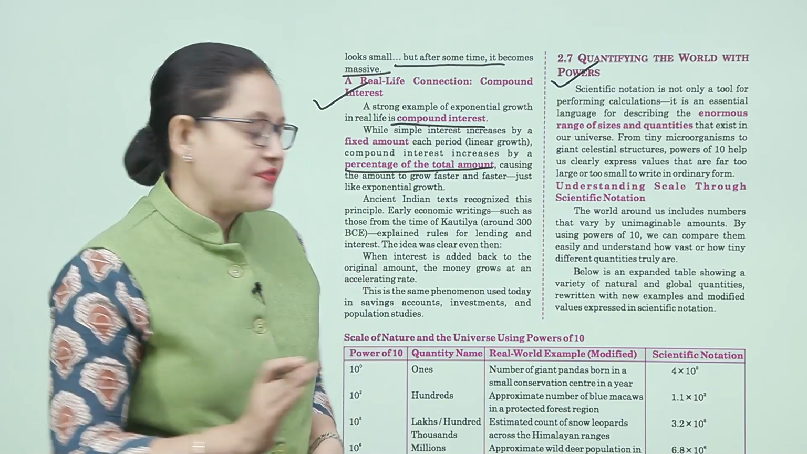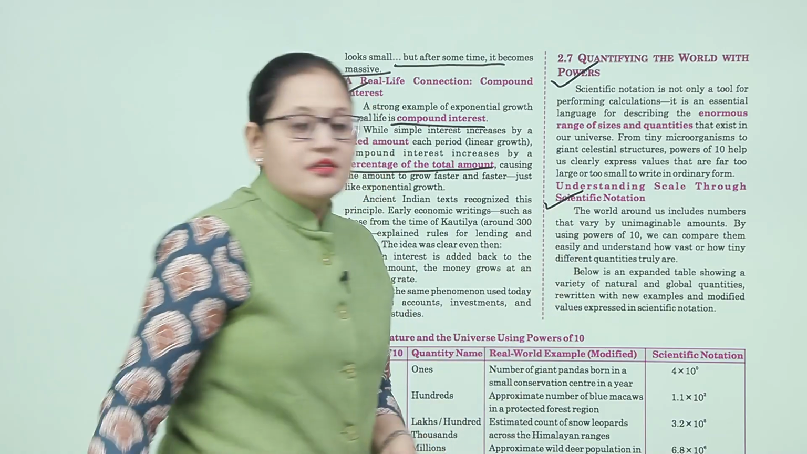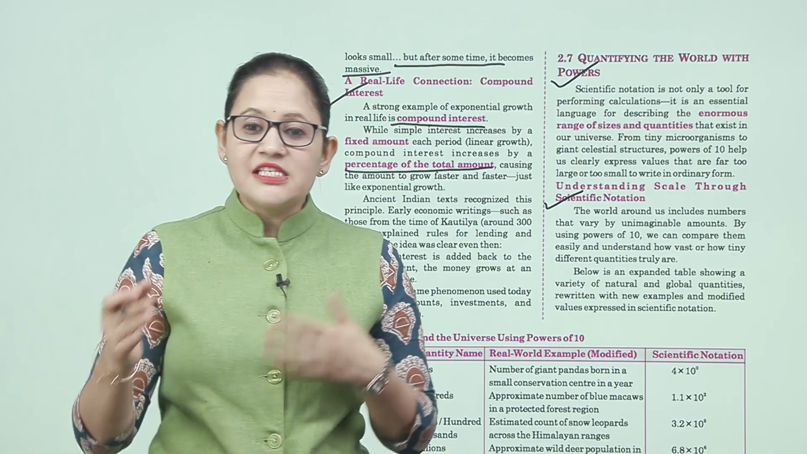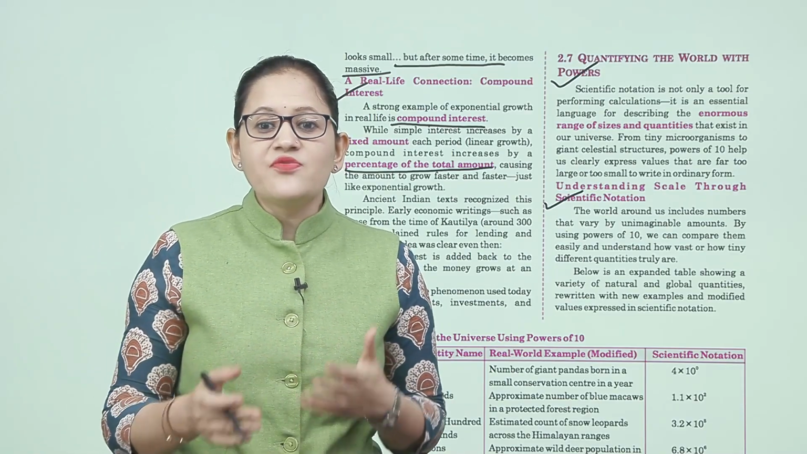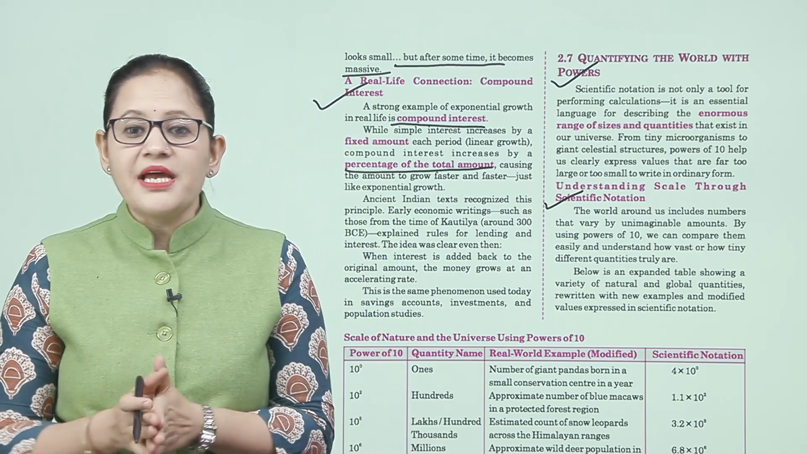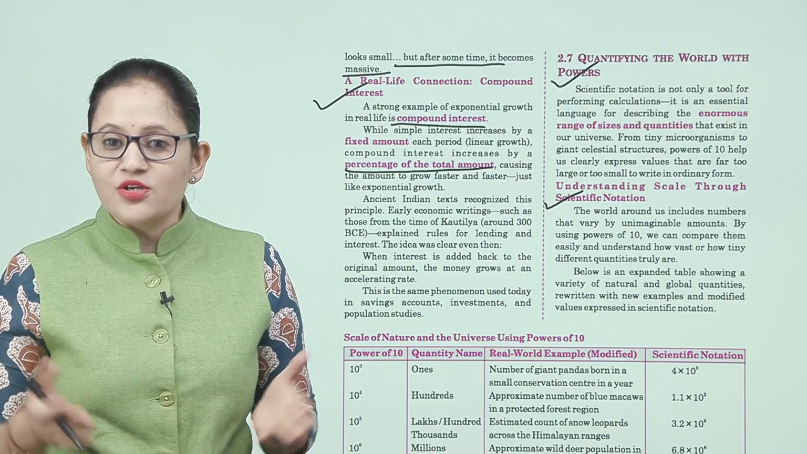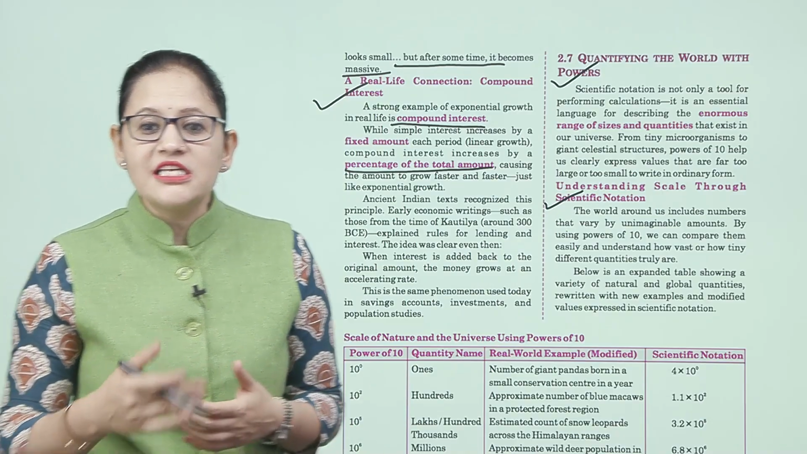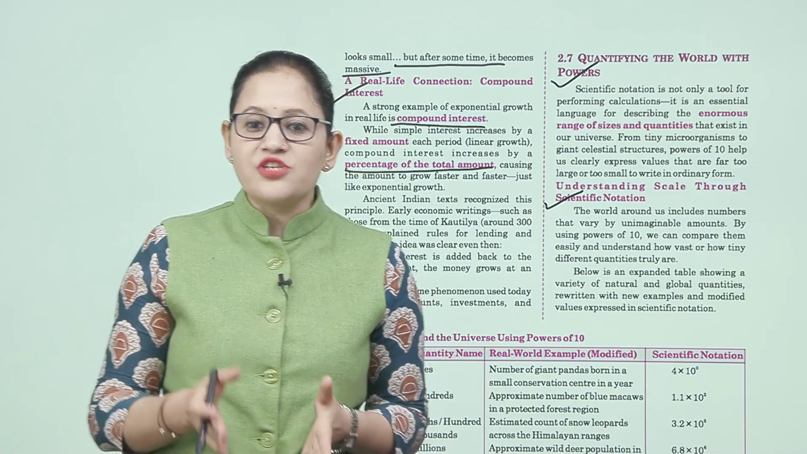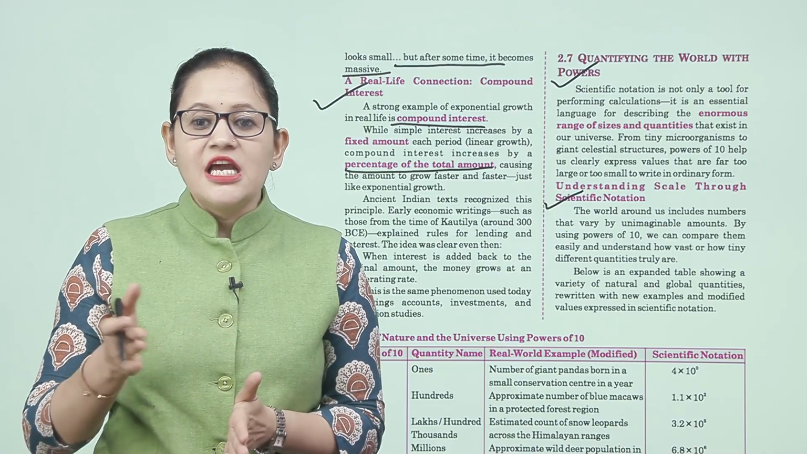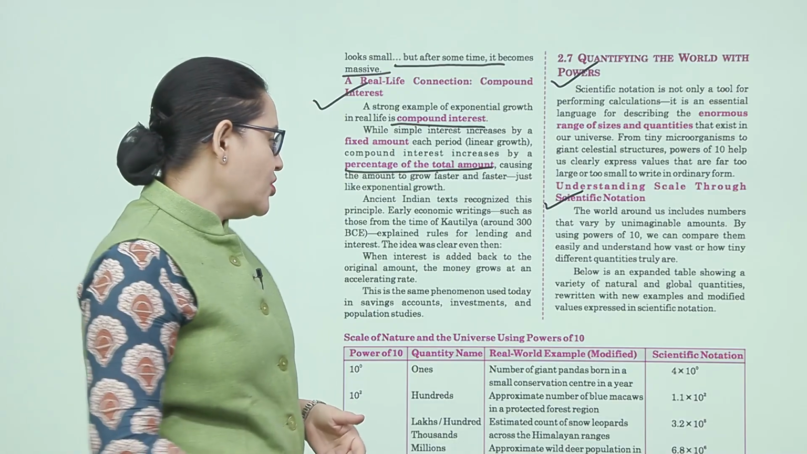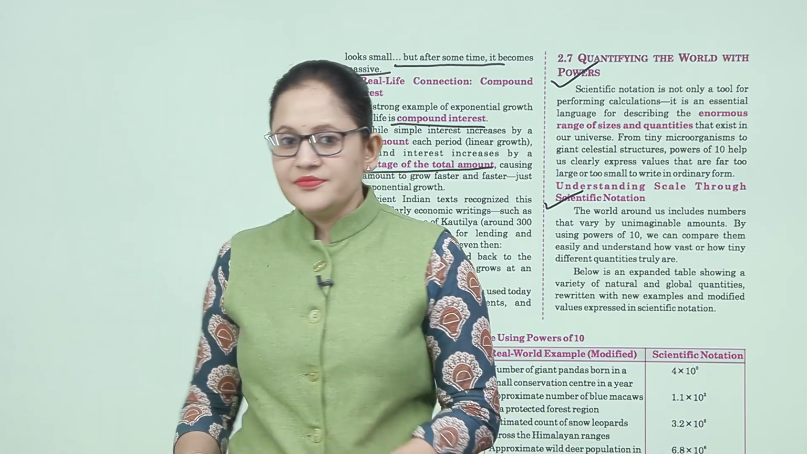Understanding scale through scientific notation. The world around us includes numbers. We can see numbers everywhere that vary by unimaginable amounts. By using powers of 10, we can compare them easily and understand how vast or how tiny different quantities truly are. Below is a table showing a variety of natural and global quantities expressed in scientific notation. So here we'll see the table.